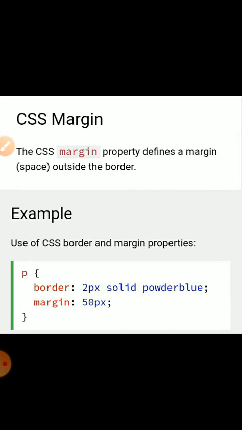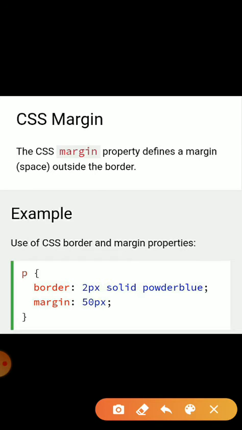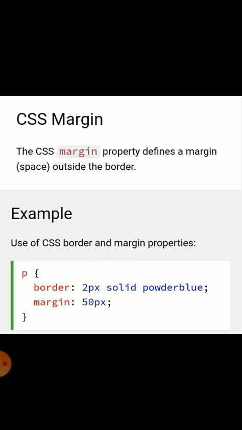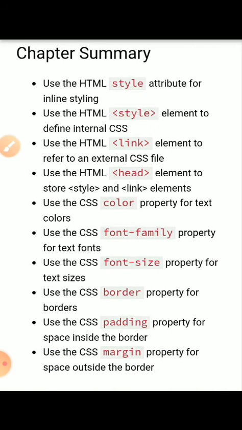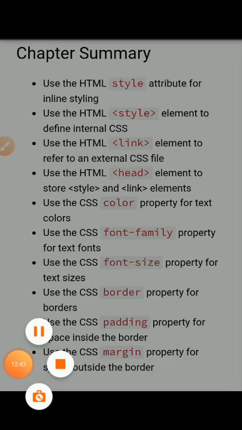Now, the CSS margin property defines the margin, or space, outside of the border. If you want to change the margin also, we can do it with the help of the margin property. So CSS also provides the margin property. Now let us revise it.